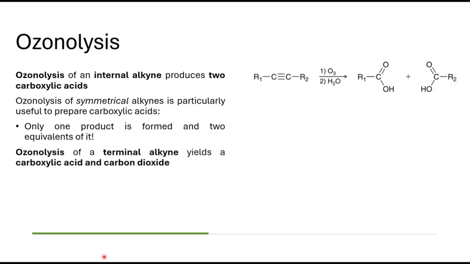Ozonolysis of a terminal alkyne yields a carboxylic acid and carbon dioxide. Note that this carbon here will make the carboxylic acid, and the carbon that's terminal of the alkyne will produce the carbon dioxide.